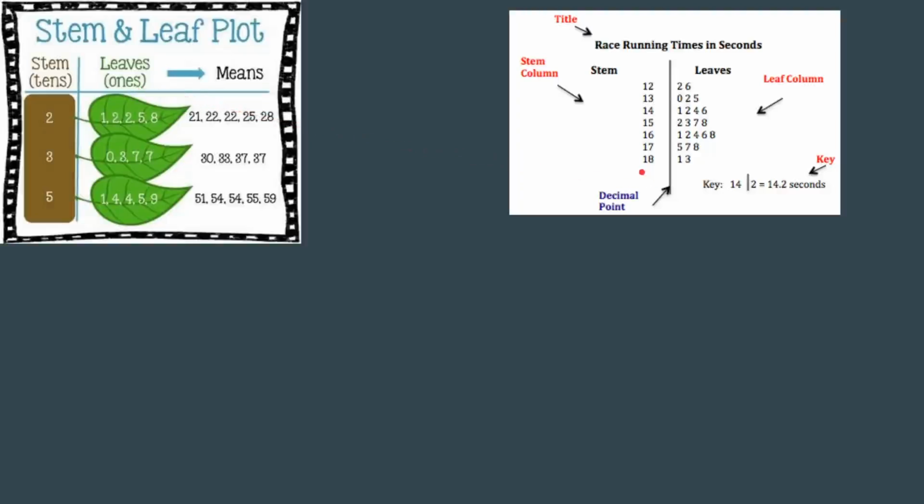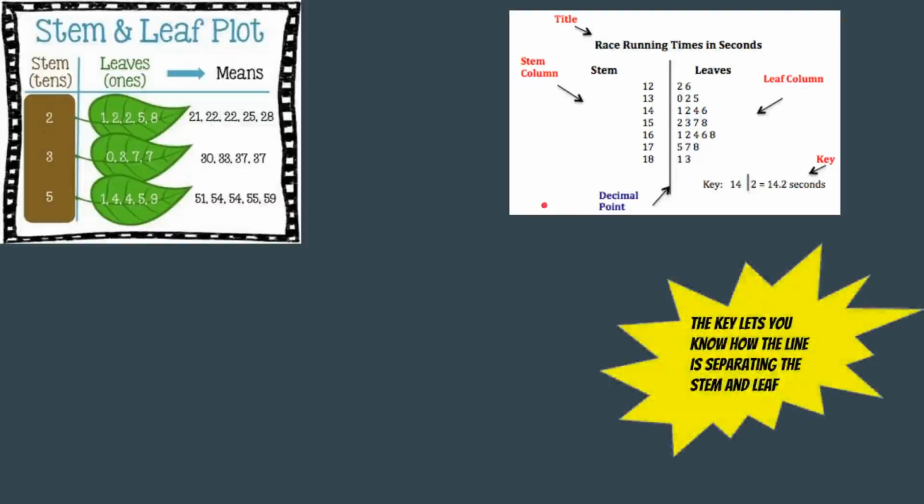All right. In this case, look at the 14 and this little line right here. And the line means a decimal point, and notice it says decimal point right here for this line, and then we have a 2 over here. So it means 14 and 2/10 of a second. So if we come up here, we have 14, and we have our 2/10 of a second. Okay? So the key is super important. It lets you know how the line is separating the stem and leaf.